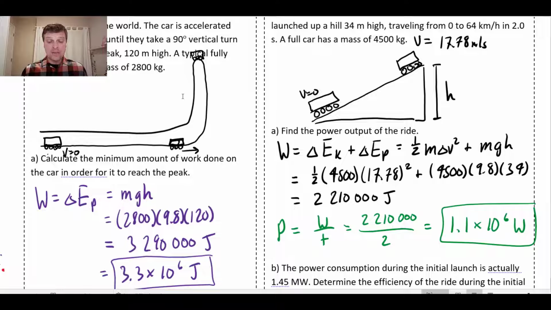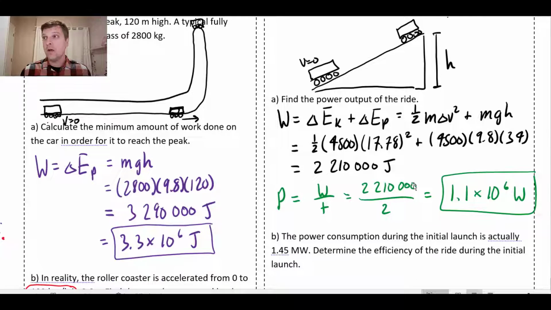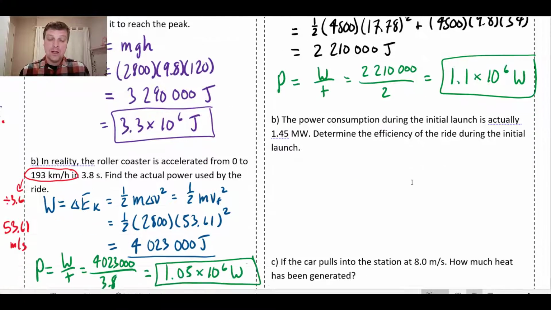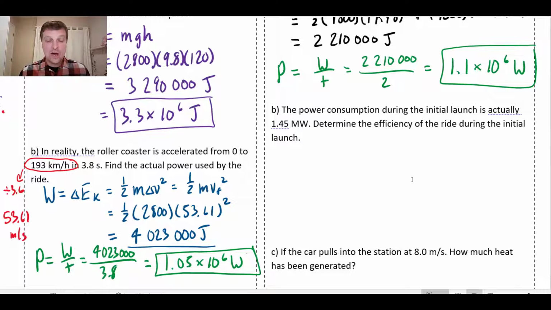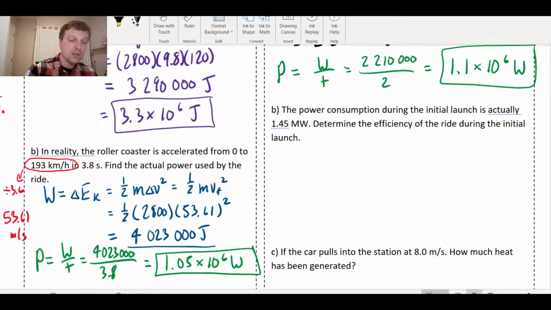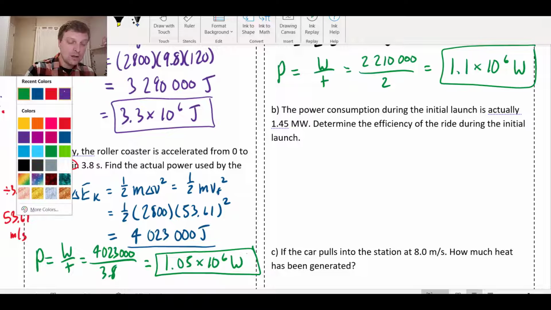Now, that's what it accomplished. The ride went from rest to some speed and up a hill, and so that's the actual power output of the ride. But it turns out that when you plug this machine in, you actually have to supply it with 1.45 megawatts of energy. So to find the efficiency of the ride, we need to consider that.